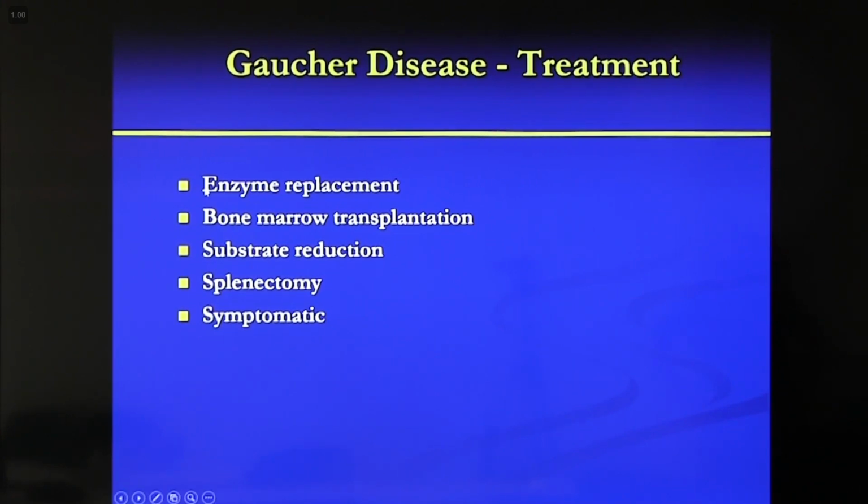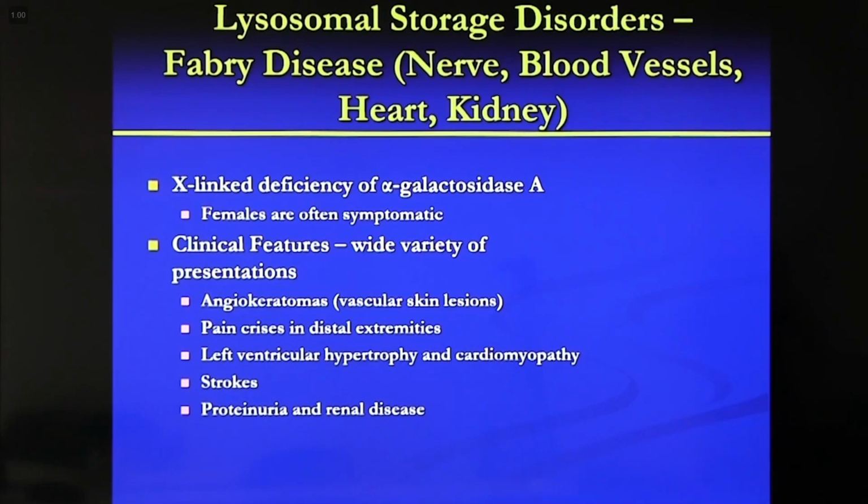The thing is that there are now oral forms of some of the medications that work almost as well for type 1, which is the most common. And so there are other ways of treating this which are coming out. Splenectomy is not recommended. The next lysosomal storage disease is Fabry. Fabry is X-linked. Remember, X-linked is important.